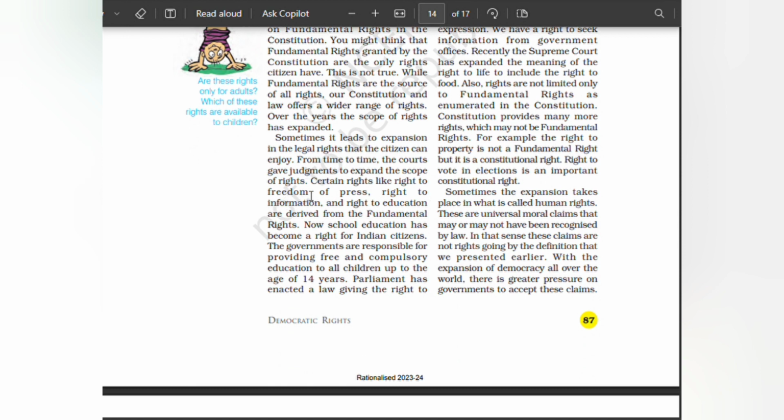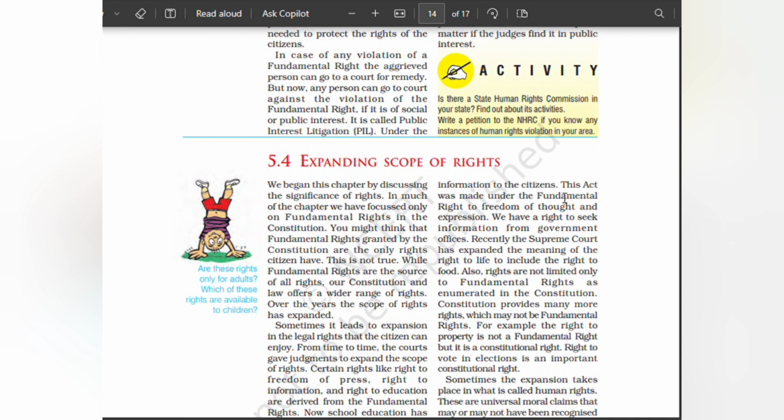Certain rights, such as the right to freedom of the press and the right to education, are derived from the fundamental rights. Now, school education has become a right for Indian citizens. The government is responsible for providing free and compulsory education to all children up to the age of 14 years. Parliament has enacted a law giving citizens the right to information. This act was made under the fundamental right to freedom of thought and expression. We have the right to seek information from government offices. Recently, the Supreme Court expanded the meaning of the right to life to include the right to food.